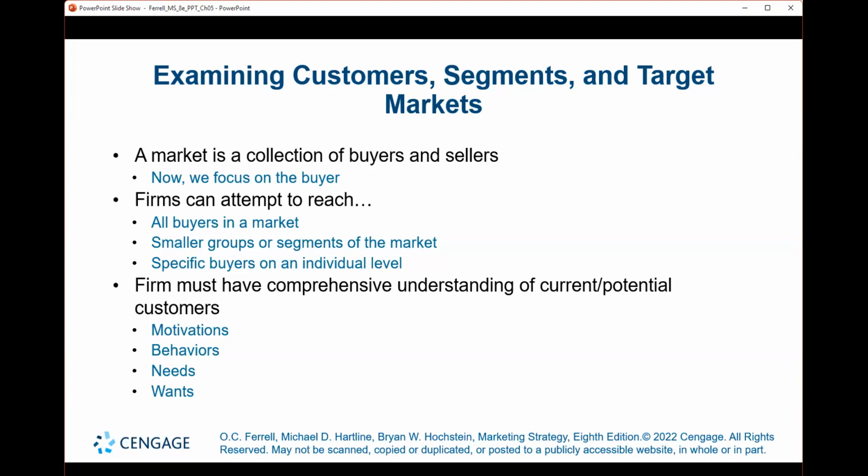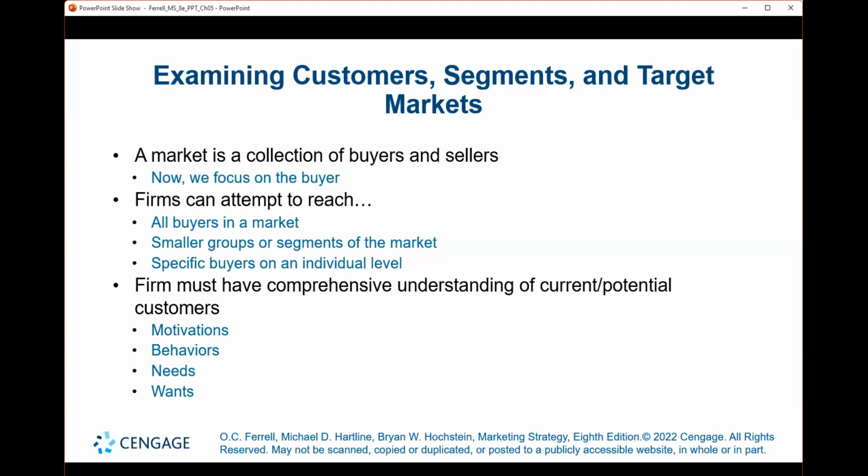In this chapter, we're going to focus on the buyers. I will not focus on business buying because there is an entire category of class called B2B marketing. And I believe for the basics, this covers just about everything that you want. And so if we think of the market as a collection of buyers and sellers, then based upon our assets, we attempt to reach either everyone that's in the market, or we try to look for a smaller group, or we may only look at an individual one at a time.